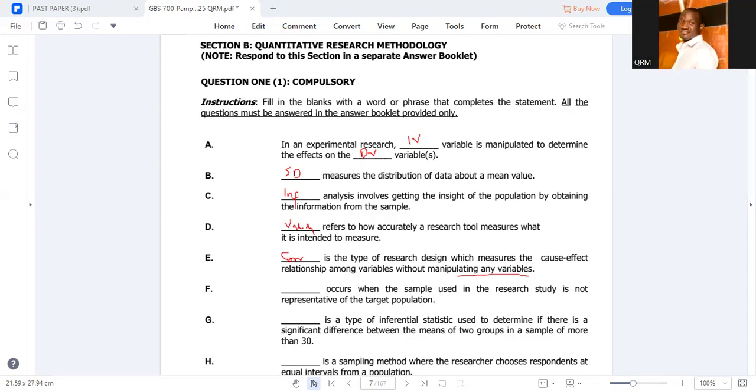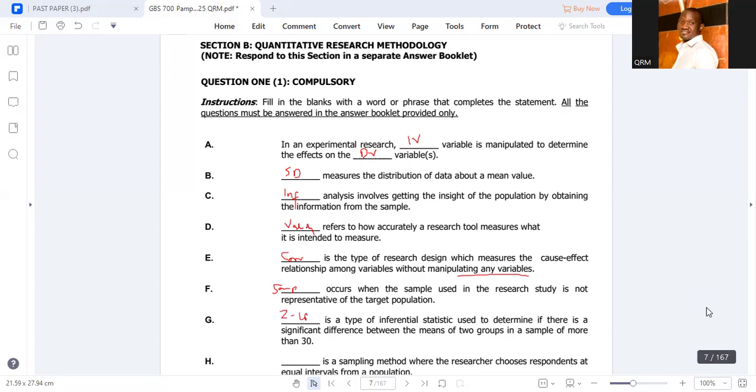All right. Then we go to G. Dash is a type of inferential statistic used to determine if there is a significant difference between two groups of the sample, more than 30. So what test is used for samples more than 30? Z test. Yes, z-test, correct.